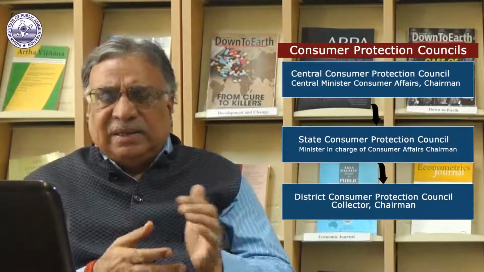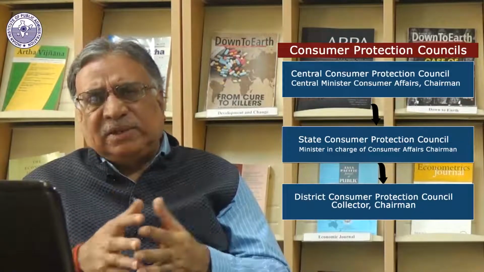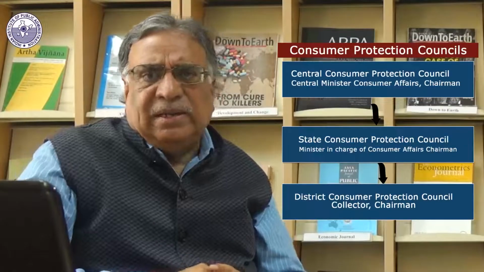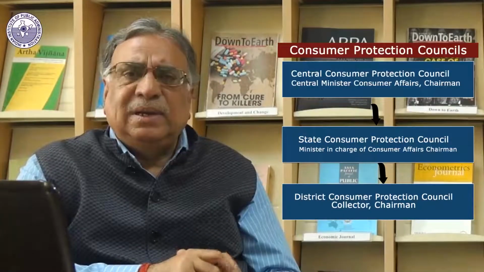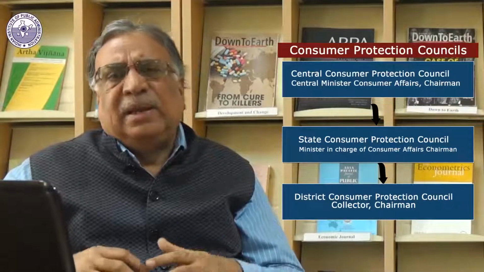They are at the district level protection council, where the collector is the chairman. At the State Consumer Protection Council, the Minister in charge of Consumer Affairs is the chairman. And you have a similar one at the national level, which is known as the Central Consumer Protection Council, where the Central Minister of Consumer Affairs is the chairman. It has a set procedure of meeting.